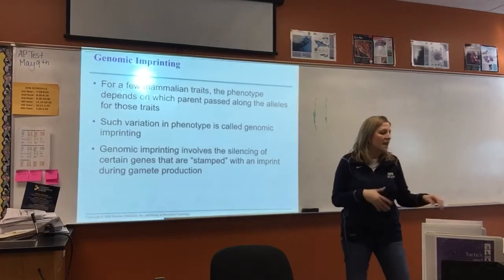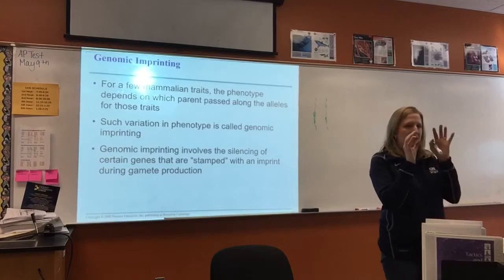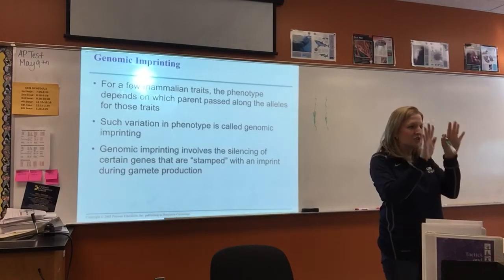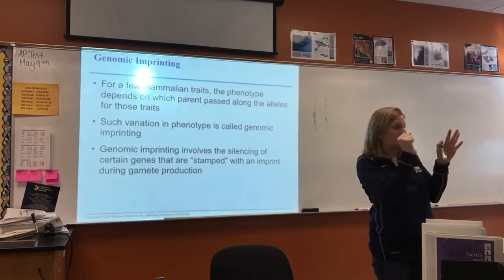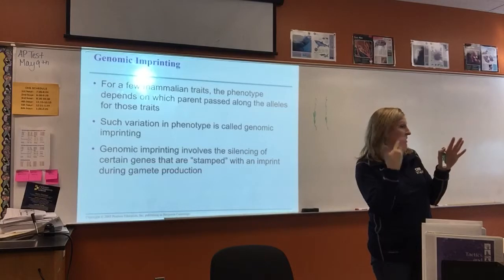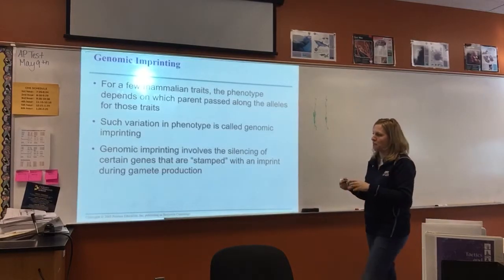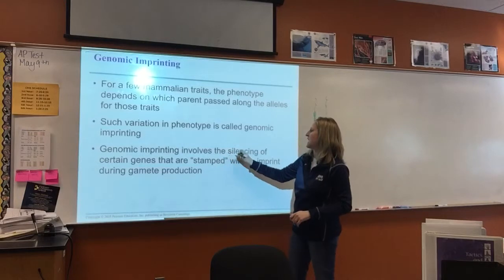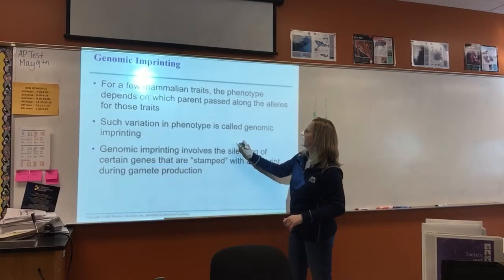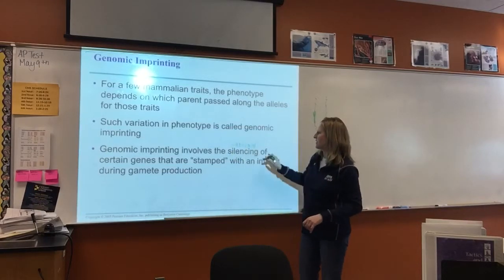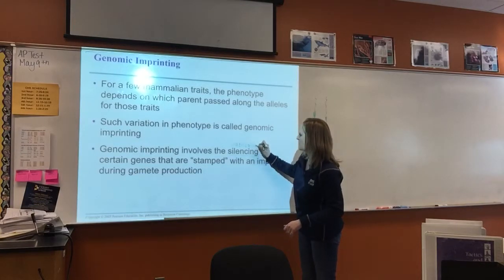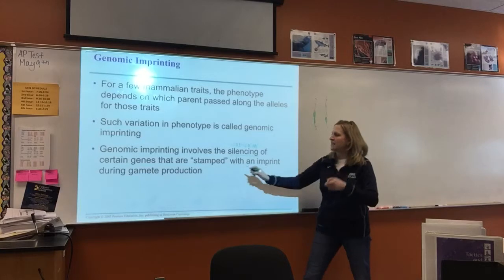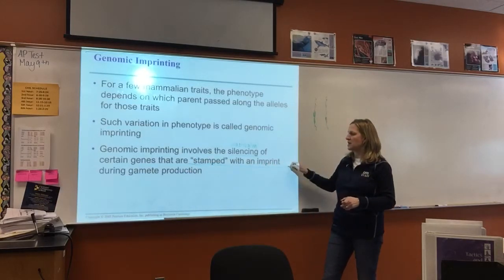What happens is that there are a few genes where one of the parent's genes is silenced, which means that it doesn't matter what's on that parent's chromosome that you got. It isn't expressed, or doesn't show up. So when it says genomic imprinting involves the silencing, this means inactivated. So it's inactivating certain genes. Some people were asking me earlier what silencing meant. And then it says that are stamped with an imprint.